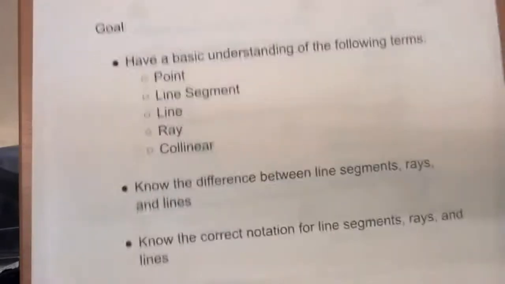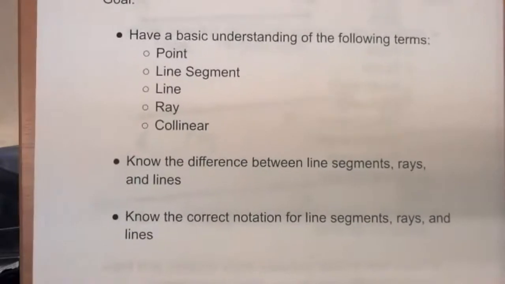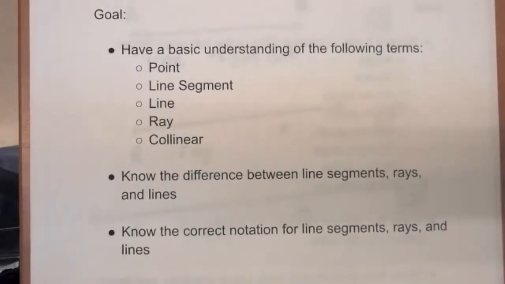So my goal for this video, hopefully you can do all of these things. You understand what a point is, what a line segment, a line, and a ray are. You know the difference between line segments, rays, and lines, which is whether or not they have starting points or ending points, or whether they go off infinitely in no directions, one direction, or 2 directions. And you know the correct notations for line segments, rays, and lines.